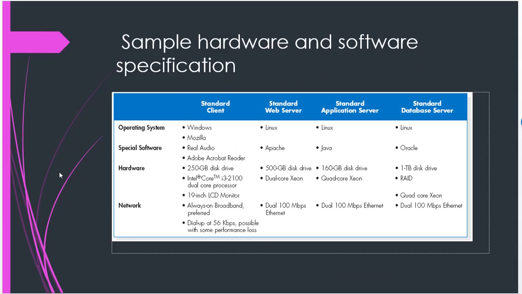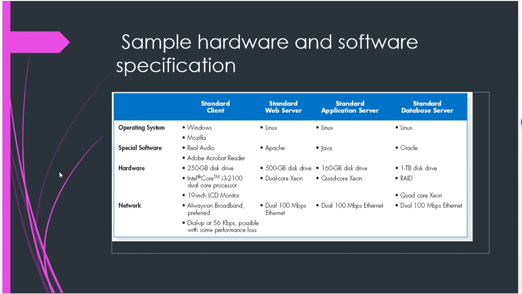So basically, this is what you need to consider. You have looked at all your various requirements, and now you're coming up with your hardware specifications and your software specifications. So based on the application that you want, you could say, my web server is going to run a Linux server. It's going to need Apache software. I'll need 500 gigabytes of disk with a dual-core Xeon processor, and I'll need a 100 megabit per second Ethernet link to be able to run my web server.